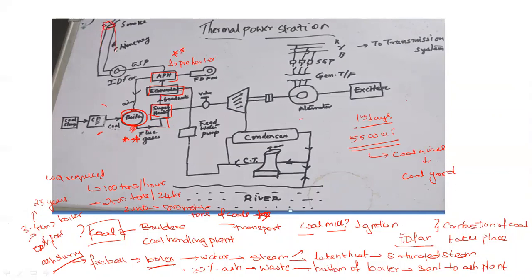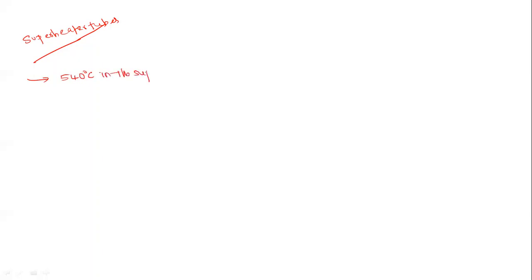What is a superheater? You keep the superheater as a heading and note down this point. Superheater tubes are hanged at the hottest part of the boiler. The saturated steam produced in the boiler tubes is superheated to about 540 degrees centigrade in the superheater. The superheated high pressure steam is then fed to the steam turbine.